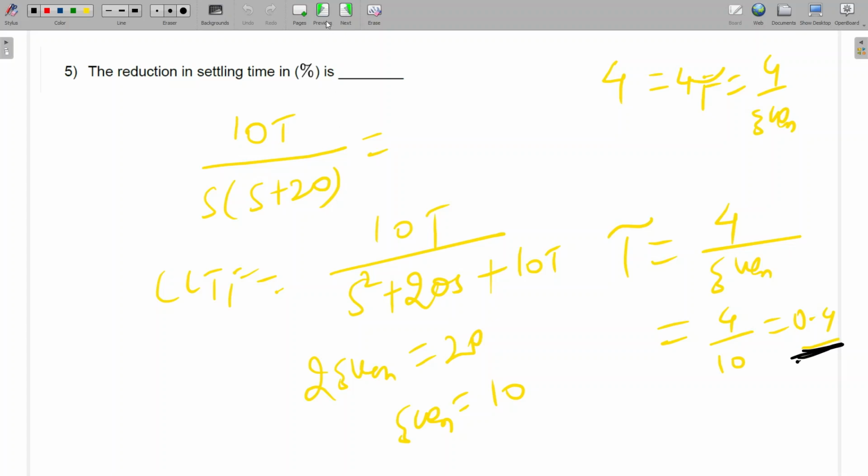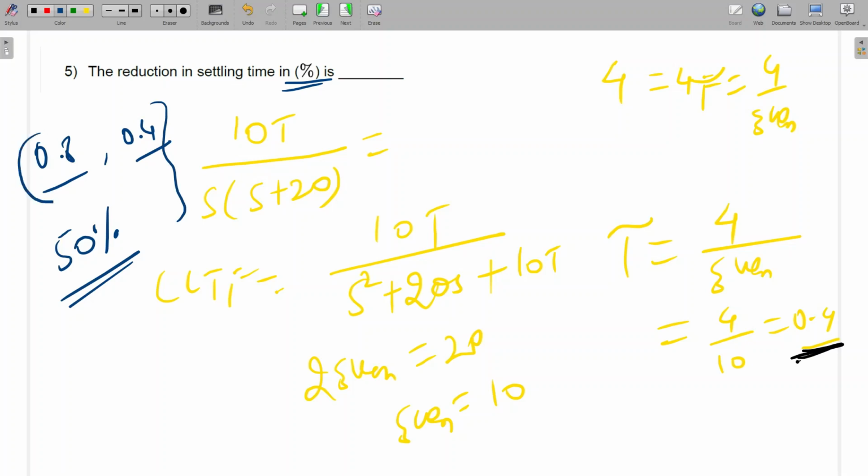So what will be the reduction in settling time percentage? This value we have to calculate. Initially it was 0.8 and now it is 0.4. How much percentage reduction is there? It is reduced by 50%. Is it correct? Initially it was 0.8, now with the new compensation it is 0.4. So the reduction is 50%. Is it clear?